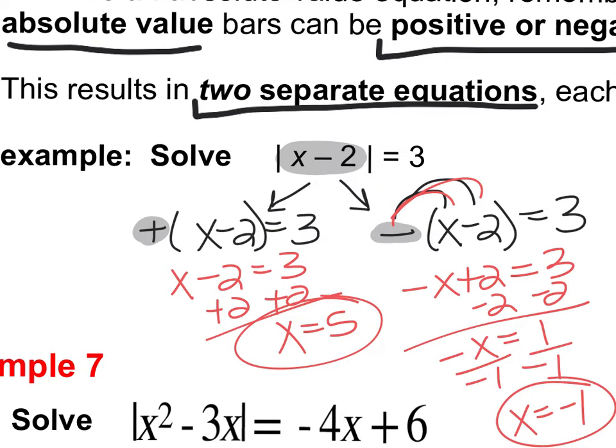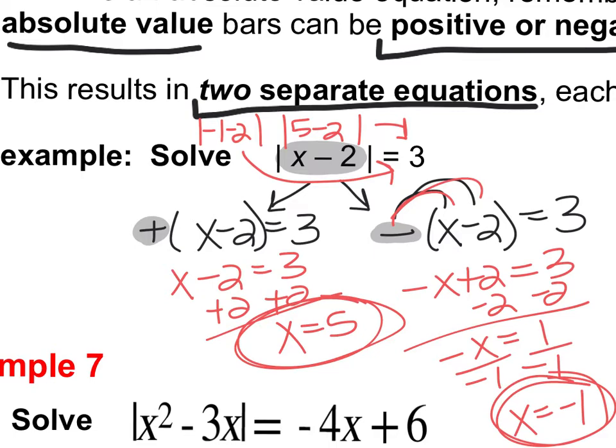And we can always do a quick double check, right? If x is 5, 5 minus 2 is 3, the absolute value of 3 is 3. Or we have negative 1 minus 2 is negative 3, but the absolute value of negative 3 is also positive 3. So you can also do a quick check to make sure that your two numbers work.